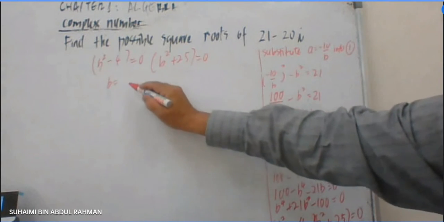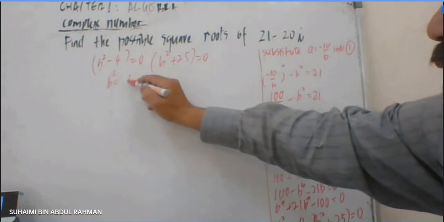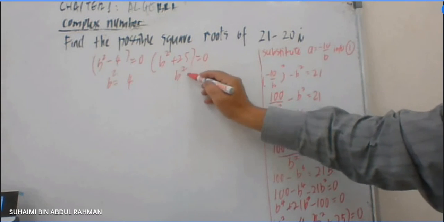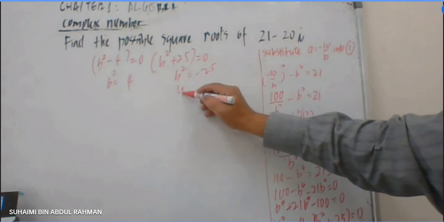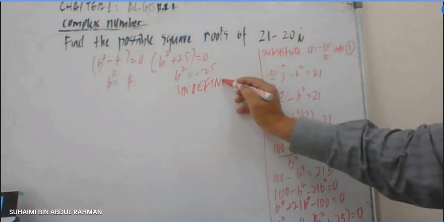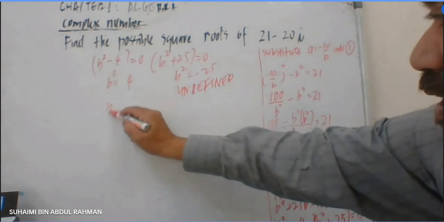b square is 4, and here b square is minus 25. It's going to be undefined. So we have the value here.